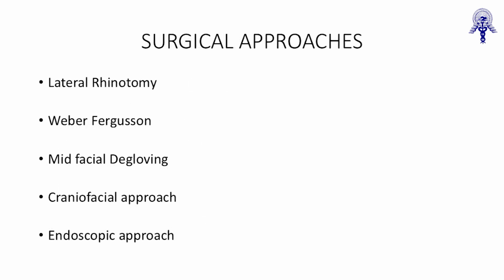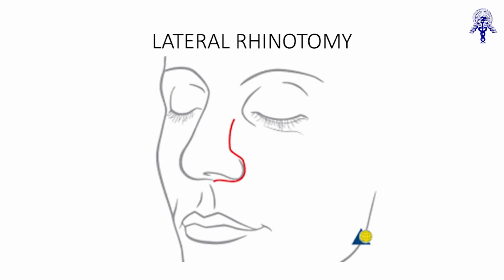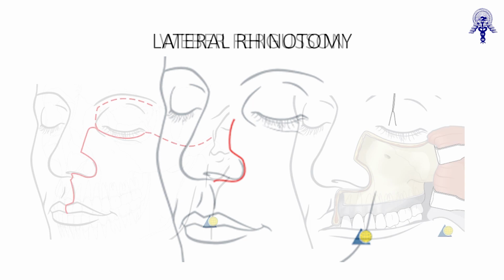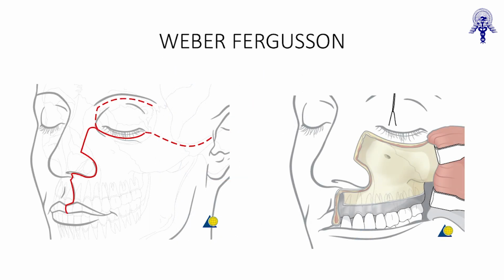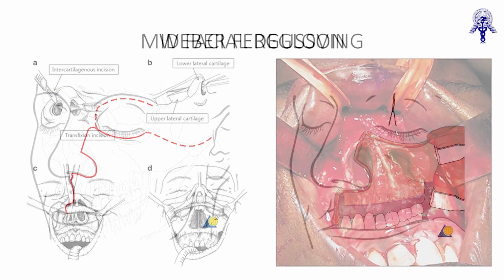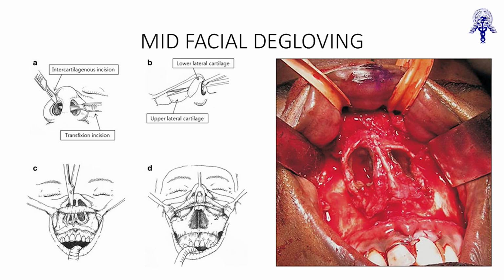Now, what are the surgical approaches in rhinological malignant masses? Lateral rhinotomy, these are the incisions, Weber-Ferguson approach, midfacial degloving, craniofacial approach, endoscopic approach. This is the incision for lateral rhinotomy. This is the extended Weber-Ferguson when you have to resect the eyeball also. This is midfacial degloving, which means the incision is given in the labial crease below the gingivolabial sulcus, and the soft tissues are raised above the facial skeleton.